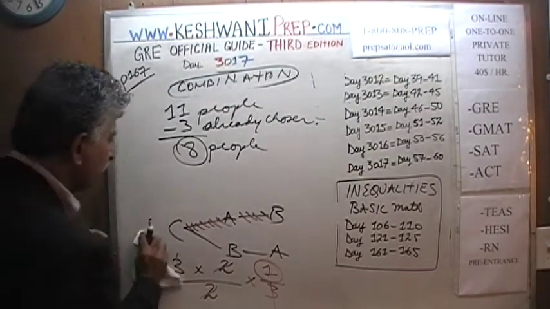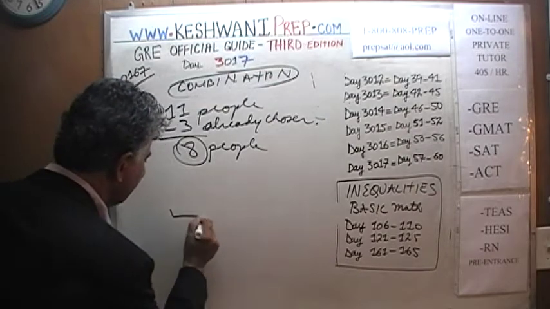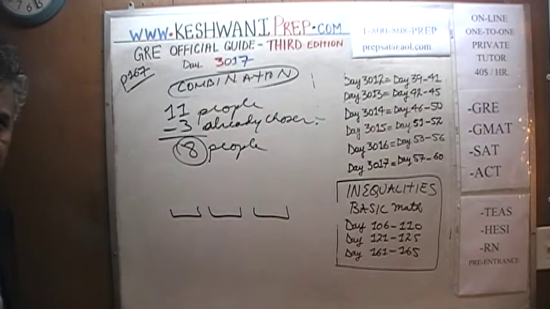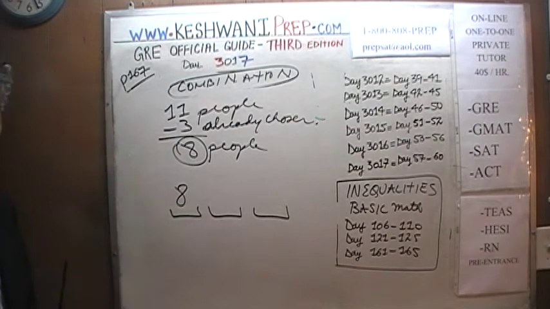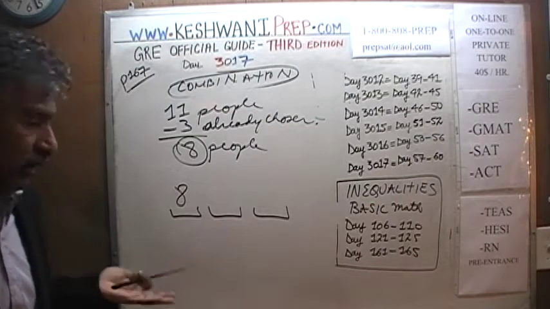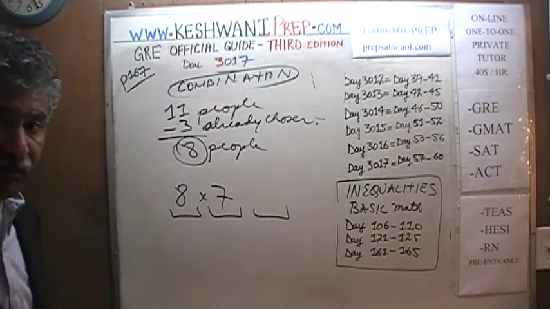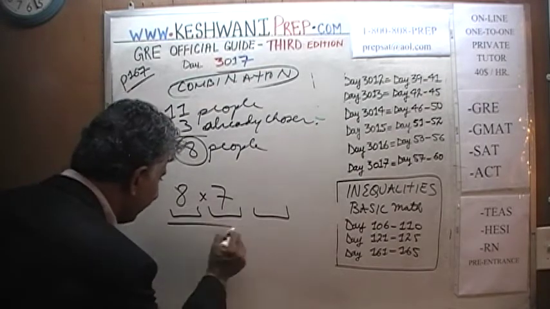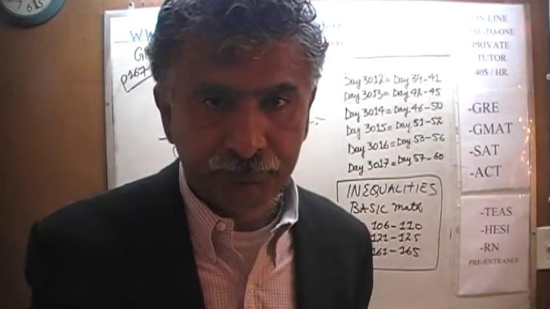So let's choose three more people to work on the project. How many different ways can I choose a first person? There are eight of them. I have eight choices. How many different ways can I pick a second person? After I have chosen one person, there are only seven left. I have seven choices to pick a second person. But as soon as I pick a second person, I know I'm going to begin to repeat things. I'm going to start double counting. We have to account for that by dividing everything by two.